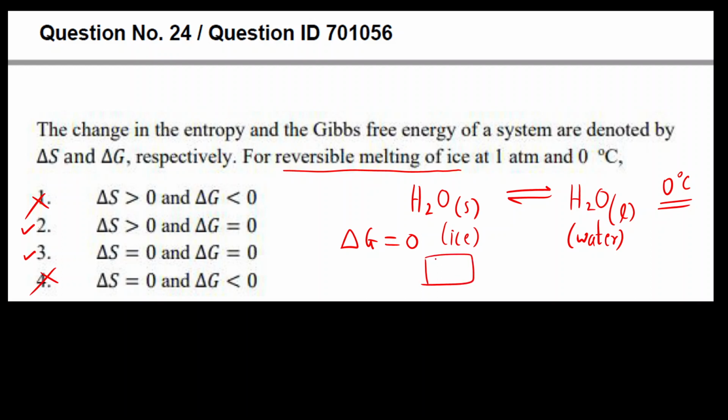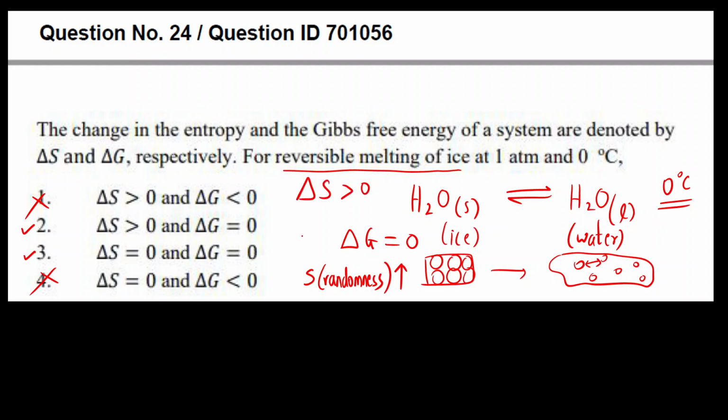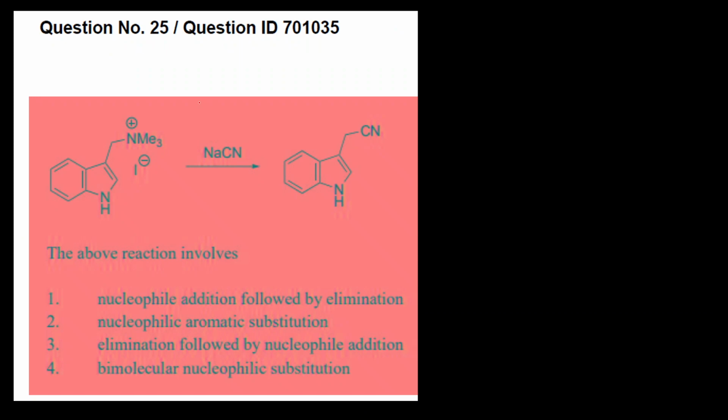Now, for any compound that is solid, when it goes to a liquid form, what happens? The molecules go far away, that is, the intermolecular distance increases. So what will happen to the entropy or randomness? The randomness will also increase. So the delta S value will be greater than 0. Delta G is equal to 0. So the correct answer is option 2. Option 3 is incorrect.